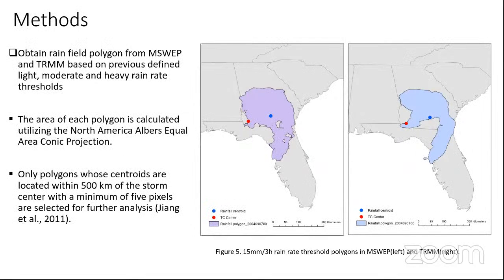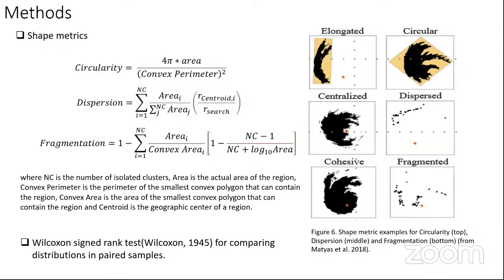For the shape metrics, first, we obtain the rain field polygons from the MSWEP and TRMM, based on the previously defined light, moderate, and heavy rain rate thresholds. Then we get the area for each polygon. As I mentioned, the 500 kilometer is very important. So only polygons whose centroid is located within 500 kilometers of the storm center and with a minimum of 5 pixels are selected for further analysis.